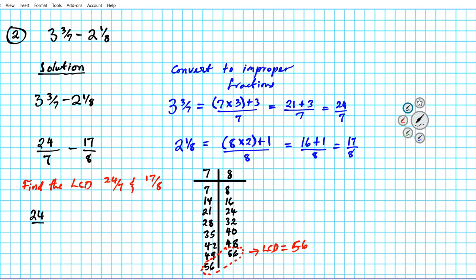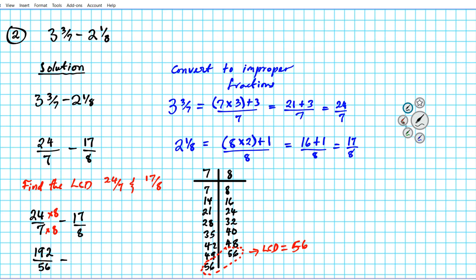All right, so let's write the fractions. 24 over 7 minus 17 over 8. We're going to write them as equivalent fractions with 56 as the denominators. Okay, 7 times what gives you 56? 7 times 8. So the same applied to the numerator. If we multiply this out, we'll have 192 over 56. These two fractions, 24 over 7 and 192 over 56, are equivalent fractions. Okay, the only difference is that this has a denominator of 56 and a different numerator too.